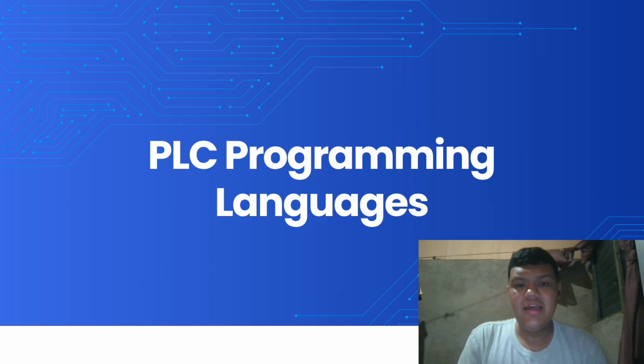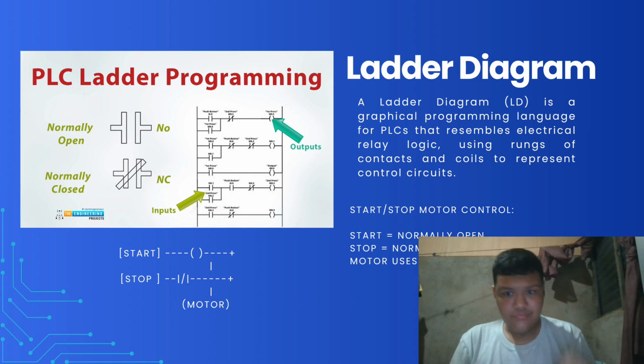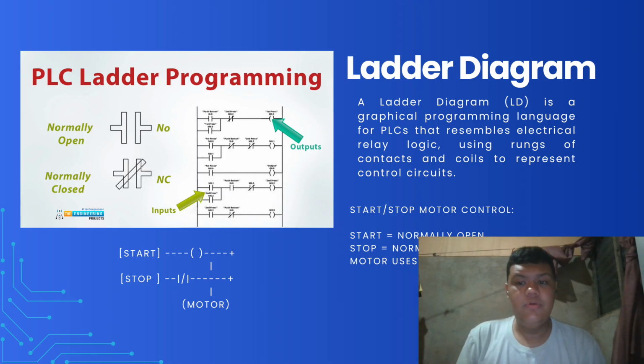Now we're going to tackle the PLC programming languages, and the first one is the ladder diagram. The ladder diagram is a graphical programming language for PLCs that resembles electrical relay logic using rungs of contacts and coils to represent control circuits. So we have an example here of the start-stop motor control. This is where start is normally open, the stop is normally closed, and the motor uses a self-hold latching contact.